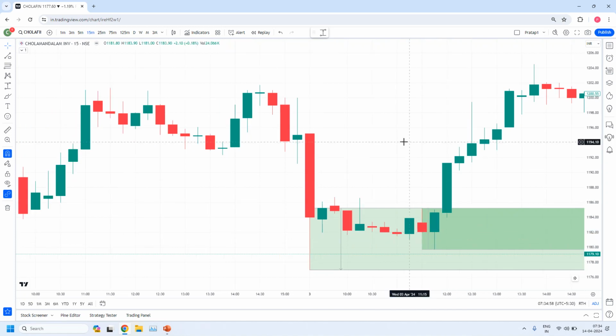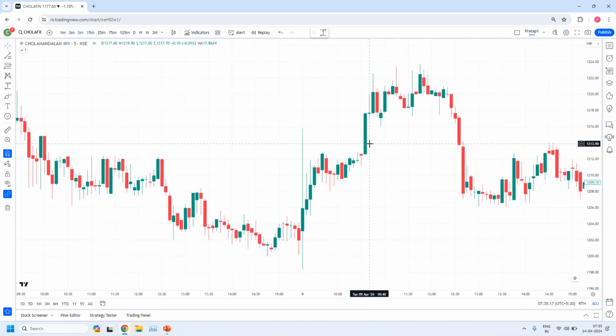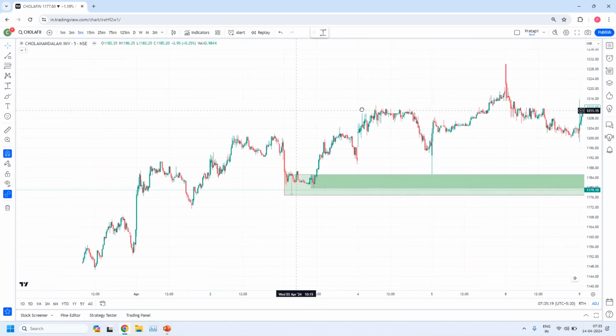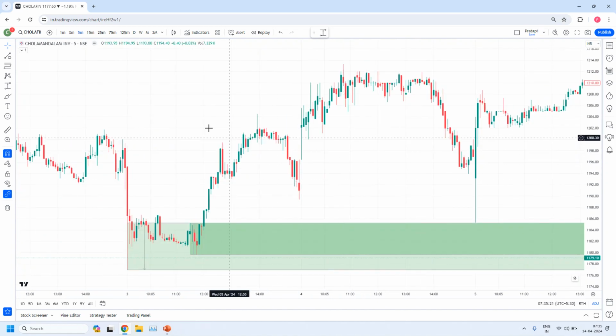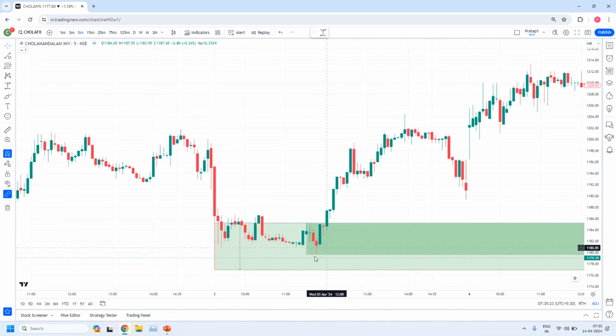So what is the next step? Now, within this 15 minutes area, we should identify a 5-minute zone. Then that 5-minute zone is called a fine-tuned 5-minute zone, because the 5-minute zone should be overlapped with 15 minutes. So I am changing the time frame to 5 minutes. Now let us look inside this 15 minutes zone. Don't look for a zone outside this 15 minutes, either below or above.